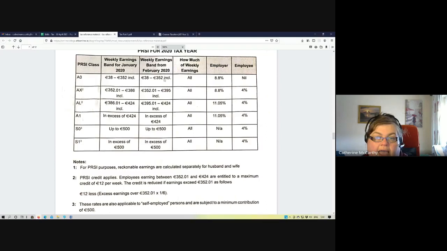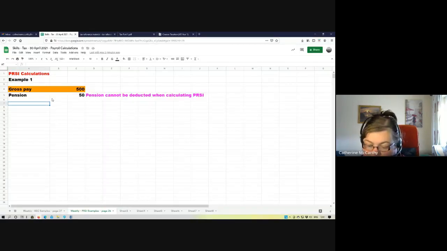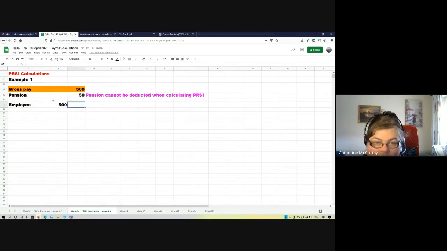And if you just remember it, anyone that has over €352 a week, they're on 4% PRSI. Okay, no matter if you're earning €360 or you're earning €1,360, you pay PRSI of 4%. So that for the employee will be €500 by 4%, and that is €20. Okay, so for the employee, it's €500 by 4%, which is €20.